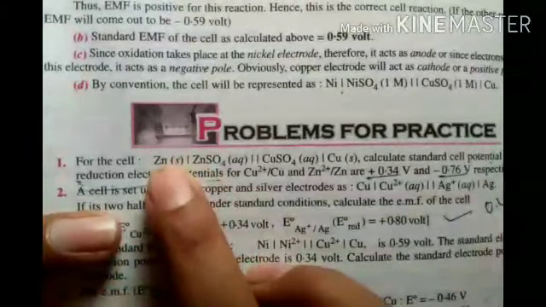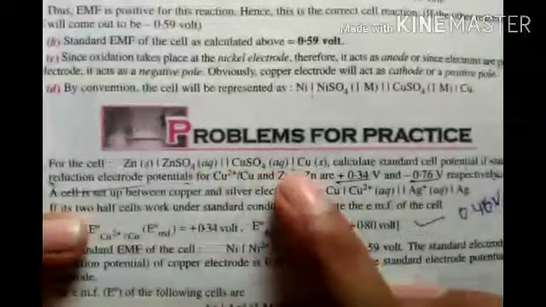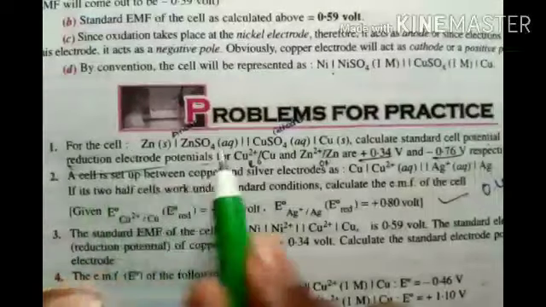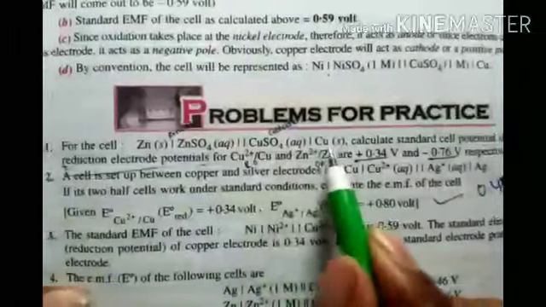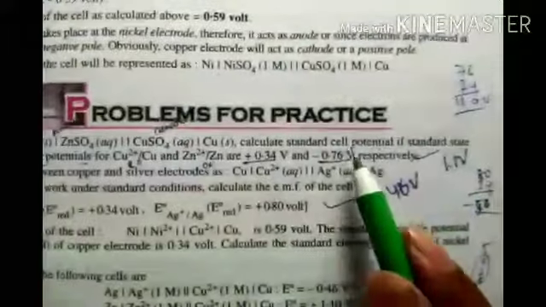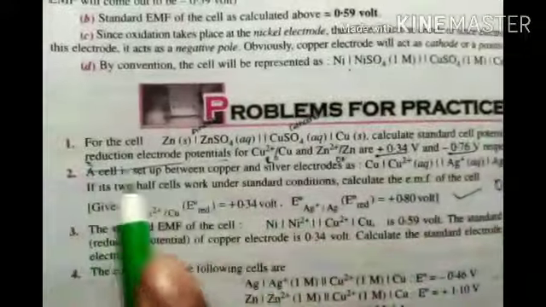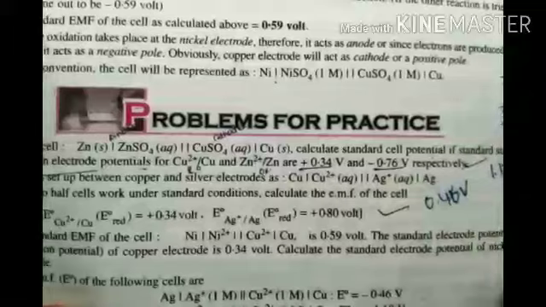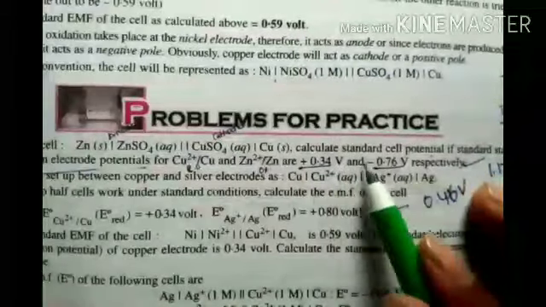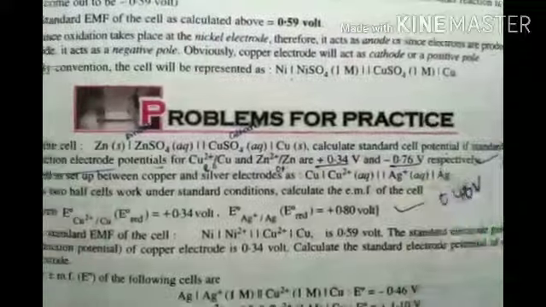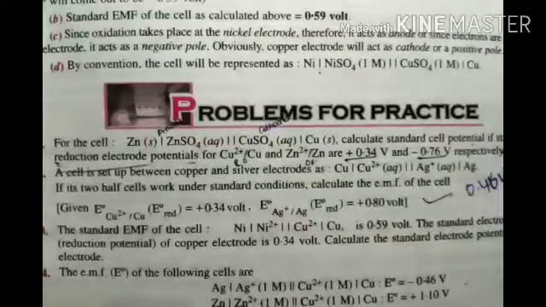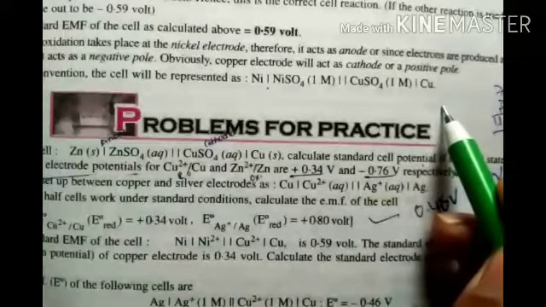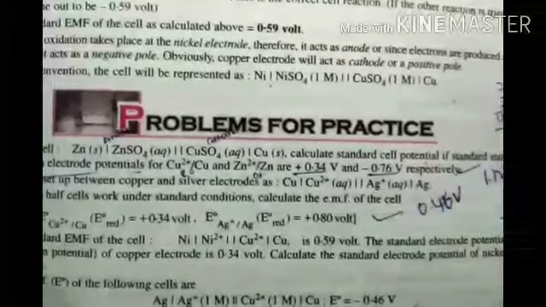Next problem. For the cell zinc, ZnSO4, CuSO4, Cu, calculate the standard cell potential if the standard reduction potentials of Cu and Zn are plus 0.34 volts and minus 0.76 volts respectively. Got it? This is the question. So what is he asking? Calculate the standard cell potential, meaning you find E naught cell.